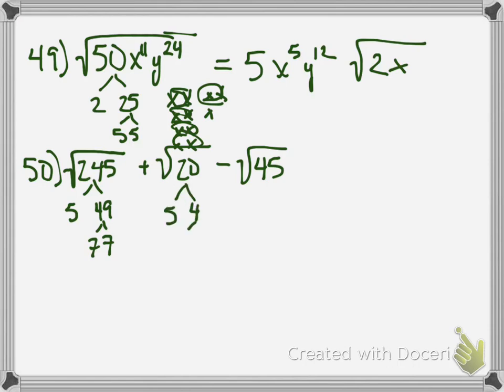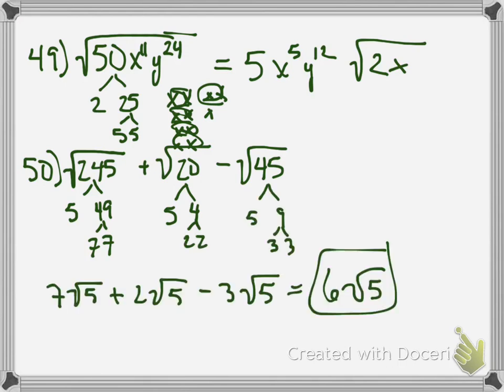Here, 20 is 5 and 4. 4 breaks up to 2 and 2, so I have 2 with a 5 left inside. And then finally, I have 5 and 9 with a pair of 3s that go on the outside. So notice how I rewrote them to say 7 square root of 5, 2 square root of 5, 3 square root of 5, with the pairs going outside and the leftover staying inside. And now that they have the same number under the radical, I can go ahead and add and subtract. So 7 plus 2 is 9, and 9 minus 3 is 6. So the answer there was 6 square root of 5.